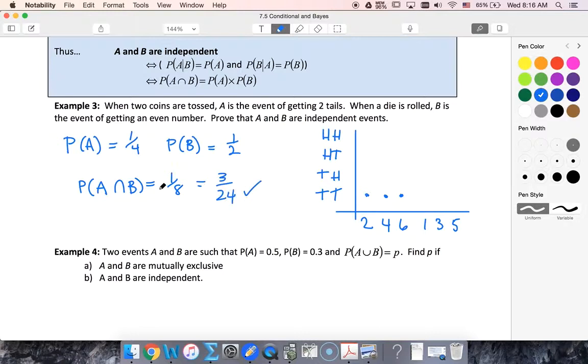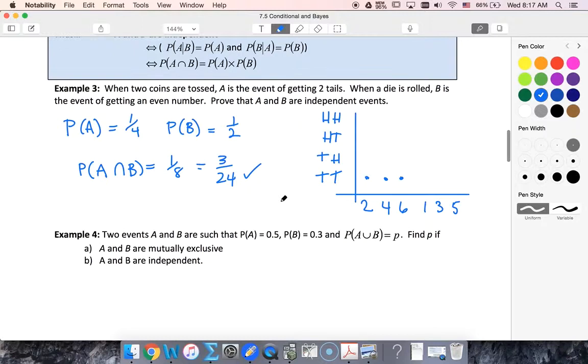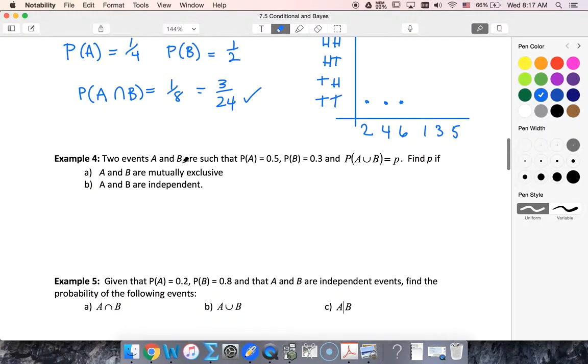So my probability of A and B does equal the product of A times B. So they are independent. All right, let's look down here. We've got events A and B. A is 1/2, B is 0.3, and we want A union B.